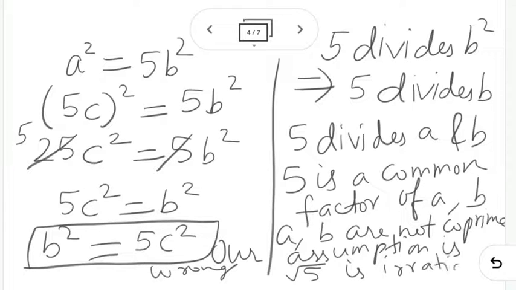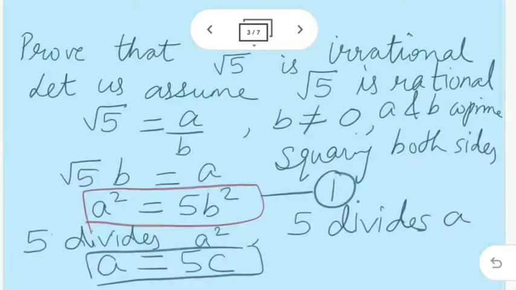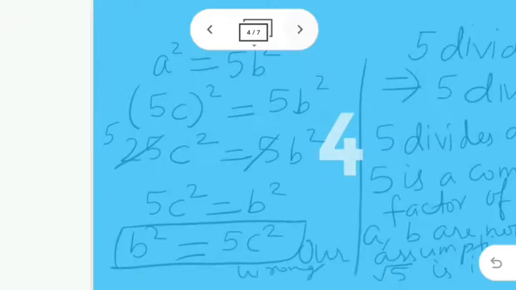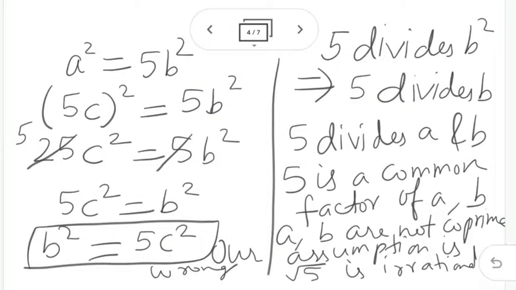So how you have to perform this question in the exam if it comes? They will ask you to prove root 5 is irrational, but first you will assume it rational, and you will write it as root 5 equals to A upon B, where B is not equals to 0 and A, B are co-prime. Then you will take this B to this side, then squaring both sides. Then you will say from this equation we can say 5 divides A square, so 5 divides A. So A can be written as 5C, and then we will put this value, and we will get these steps, and we will show 5 divides B also.